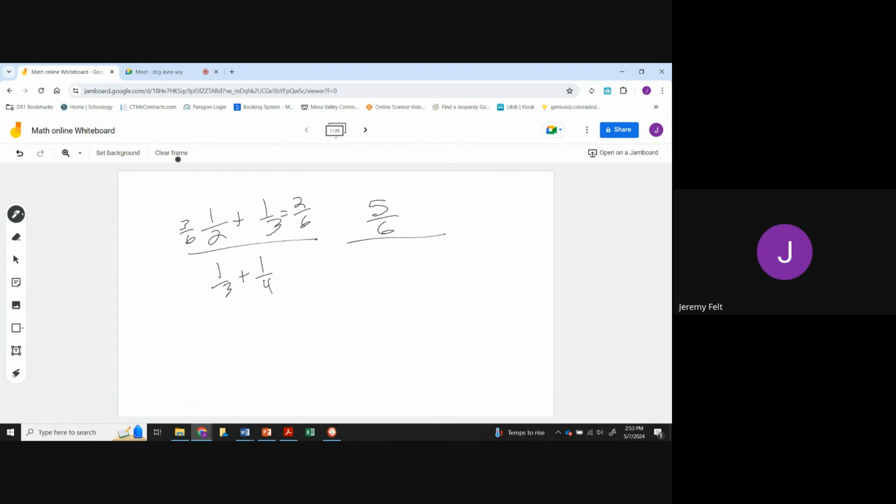And down here, we would make this 4/12 because 3 times 4 is 12. That's our least common denominator. And this would become 3/12. 4 plus 3 is 7/12. And then again, this is division. So 5/6 divided by 7/12. We're going to keep, change, and then flip. Dividing by 7/12 is the same as multiplying by 12/7. 6 goes into 6 and 12. So we end up with 5 times 2 is 10 over 1 times 7. So 10/7.